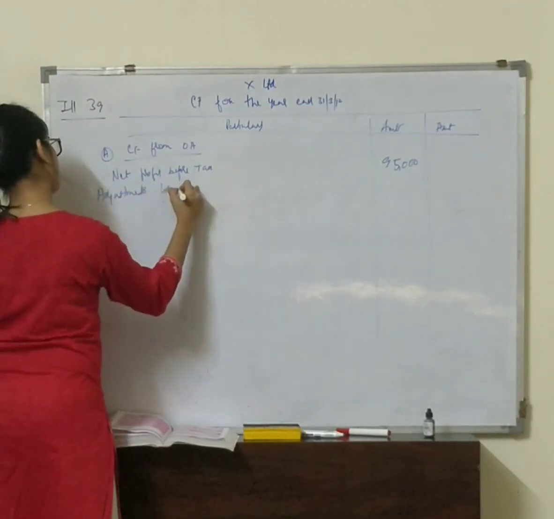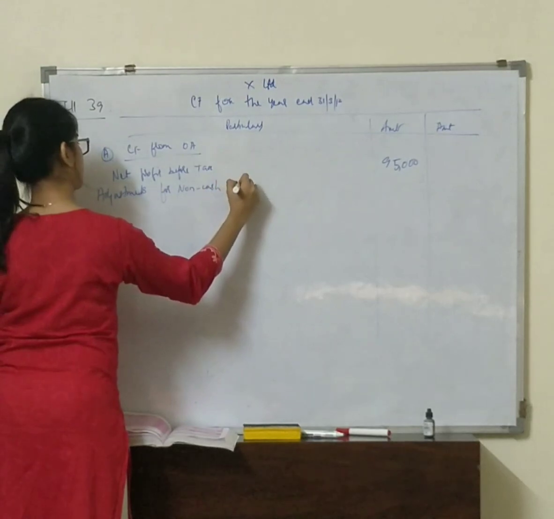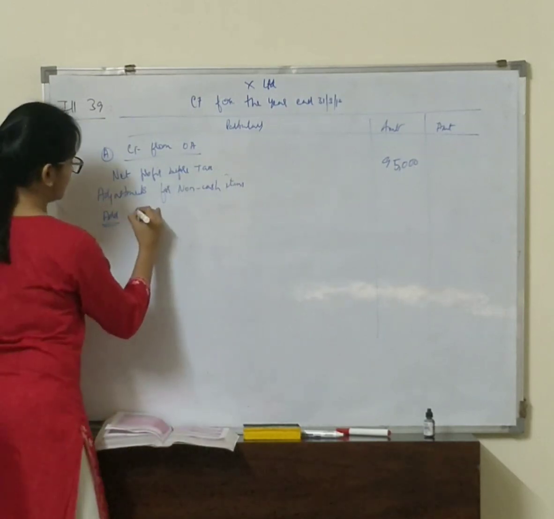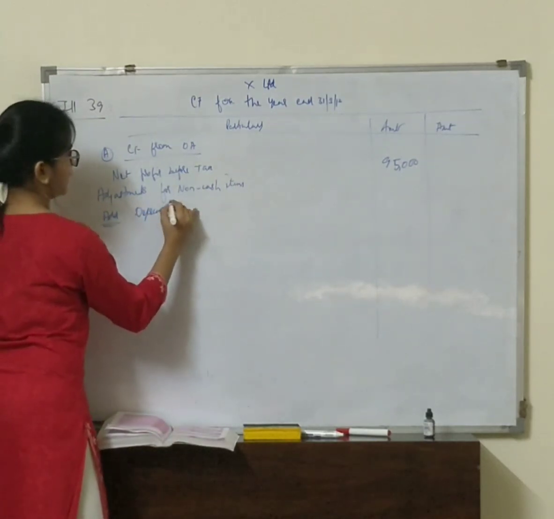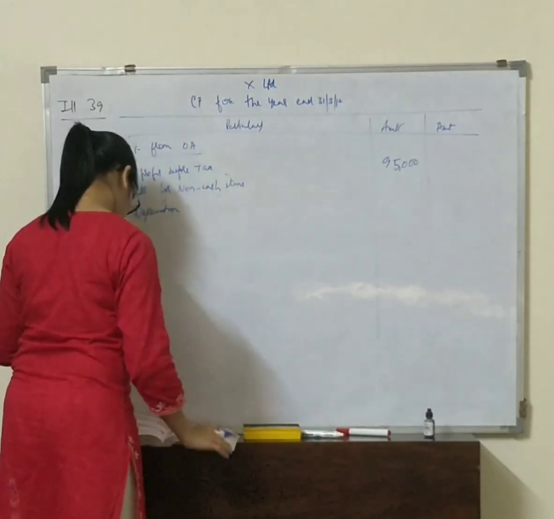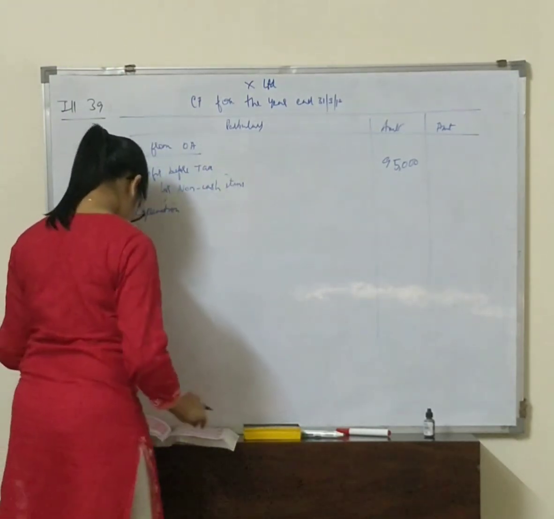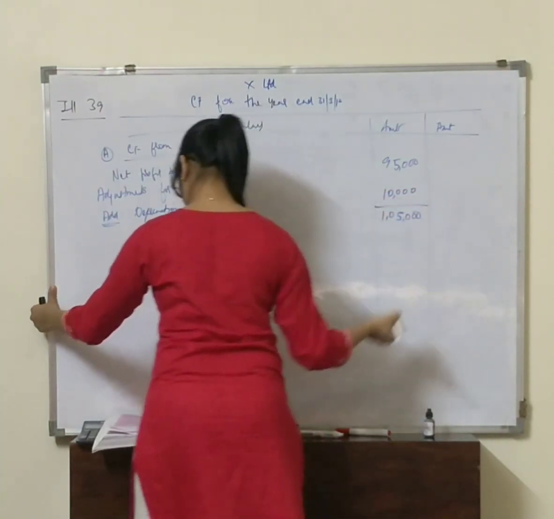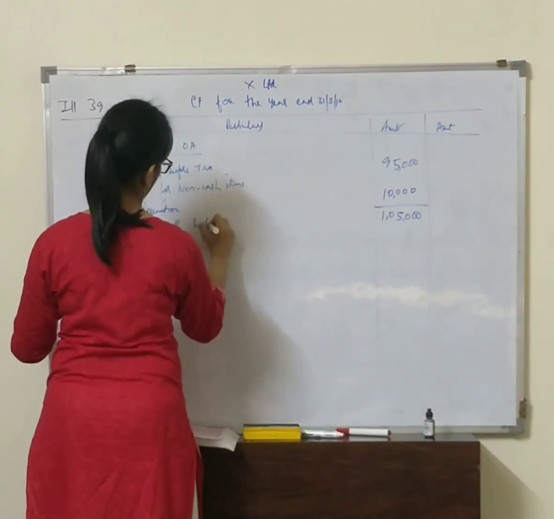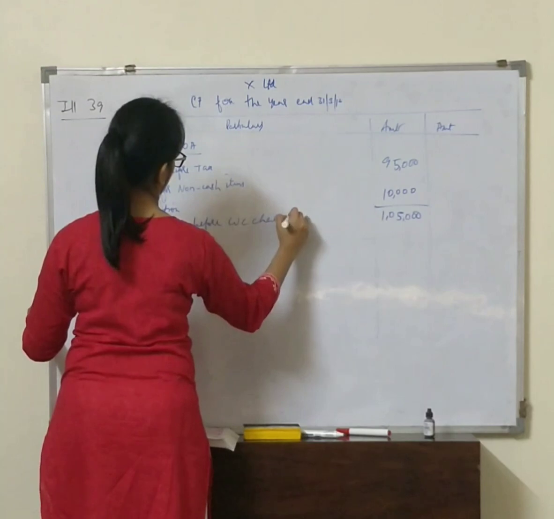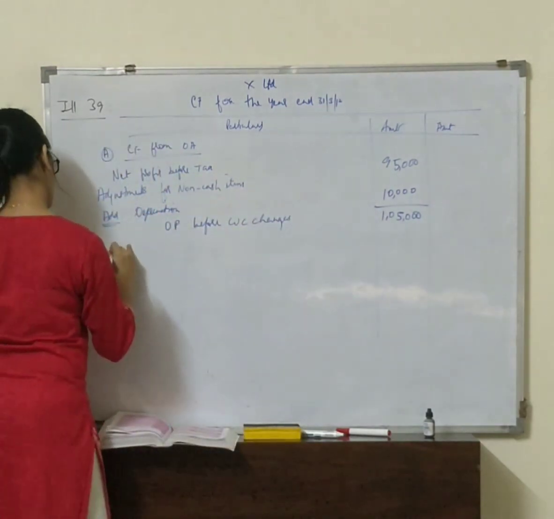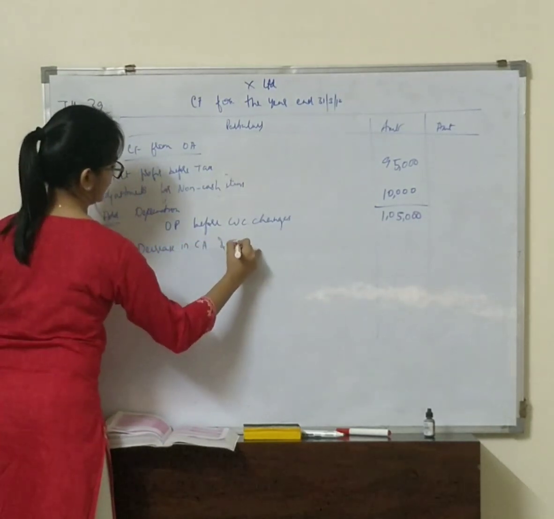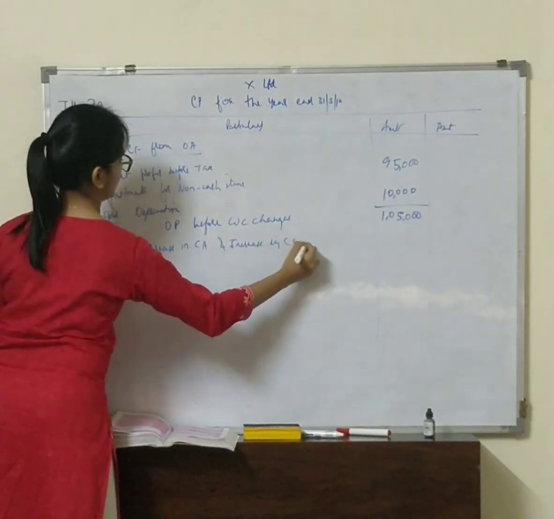Then it is adjustments for non-cash items. We add all our expenses. So what are the expenses in the problem? Just now we found out the depreciation. It is 10,000. Do we have anything else apart from depreciation? No. Do we have any income? No. So we get operating profit before working capital changes. Then we again add decrease in current asset and increase in current liabilities.